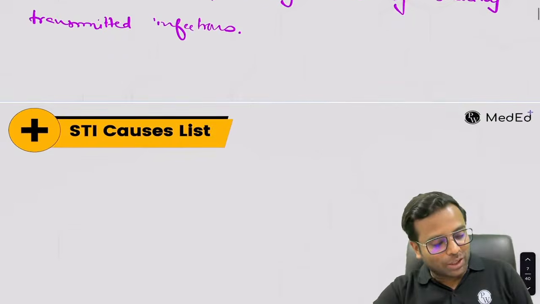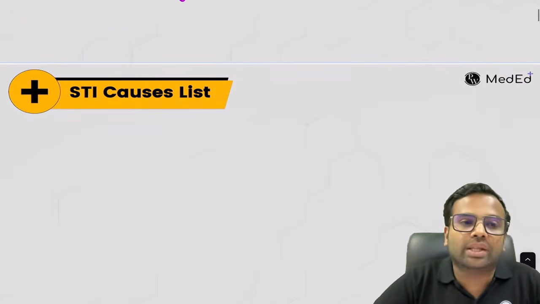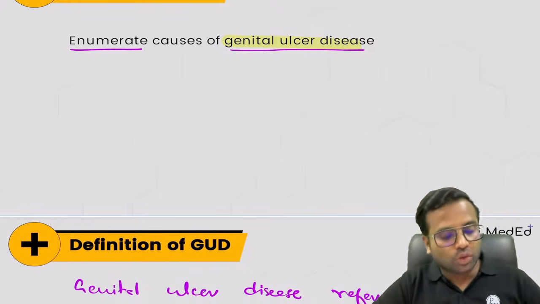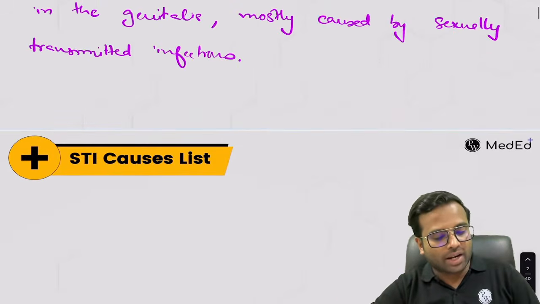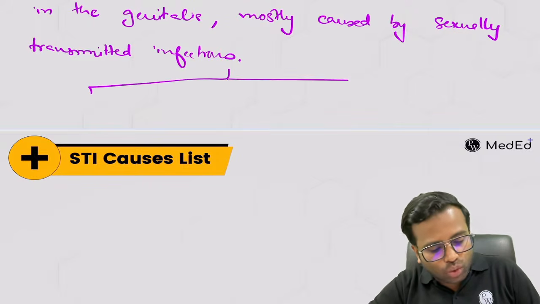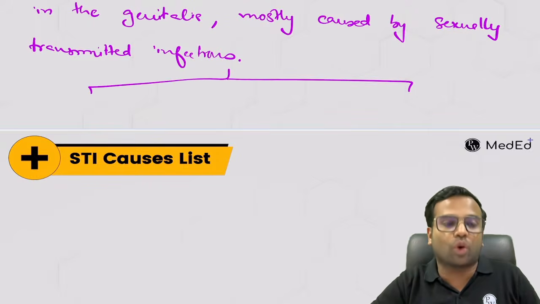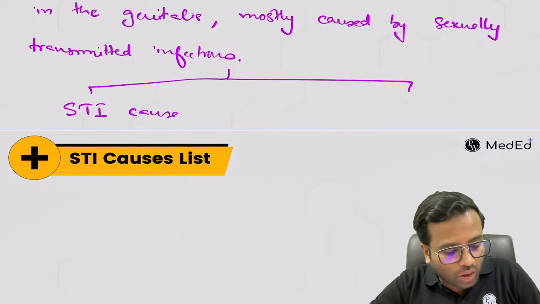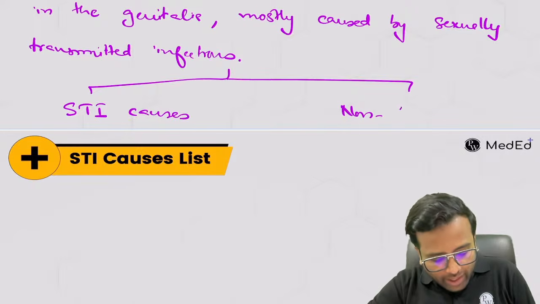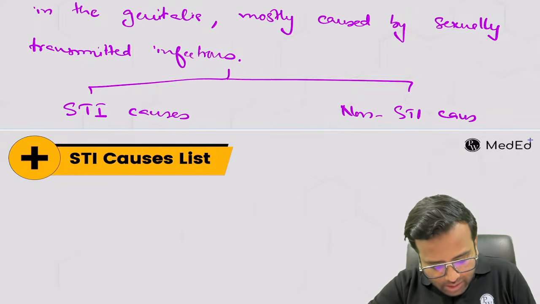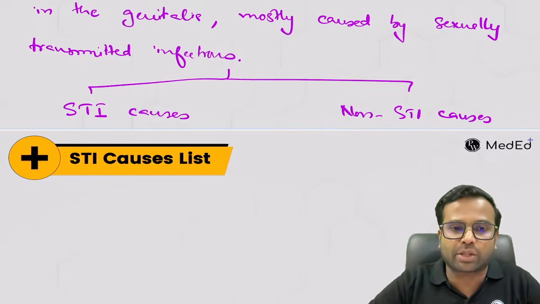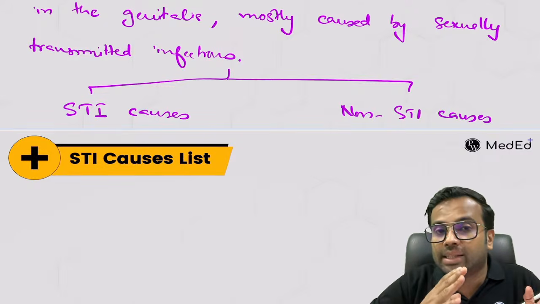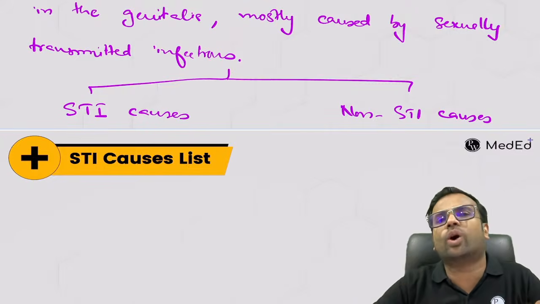Okay, let us continue with this list. Now, we have to enumerate, right? So when you enumerate, you can just write down that there will be two types of causes. They can be due to STI causes or due to non-STI causes. STI means sexually transmitted infections, which means an ulcer can happen because of either a sexually transmitted infection or a non-sexually transmitted infection.